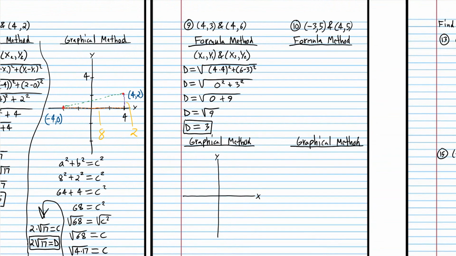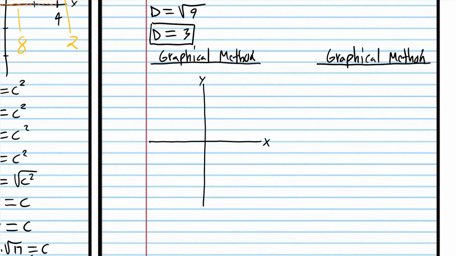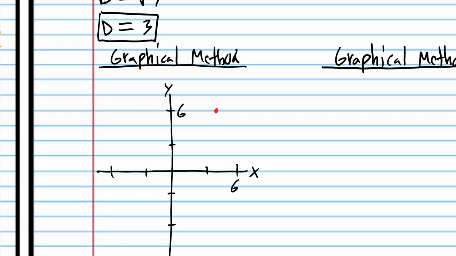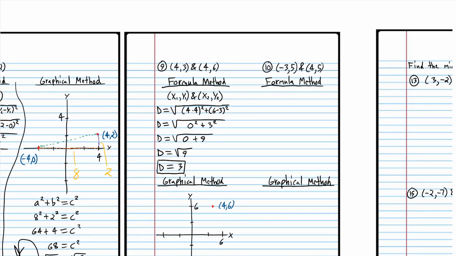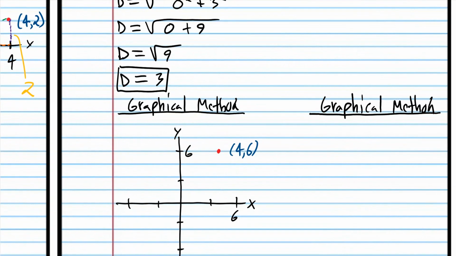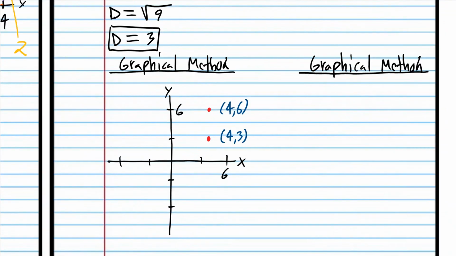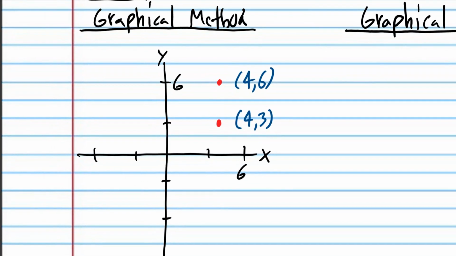What do we have here? We're going to make 6 the biggest number, and we have 4, 6, which would be about here. 4, 6, and we have 4, 3, which would be about here. So this is very different. Notice that the dots are right on top of each other, you see. So we can't make a right triangle. The triangle kind of collapses on itself.